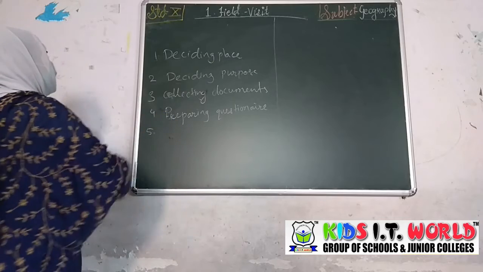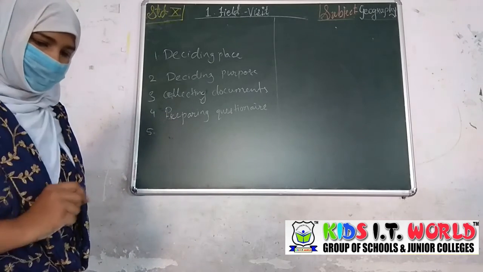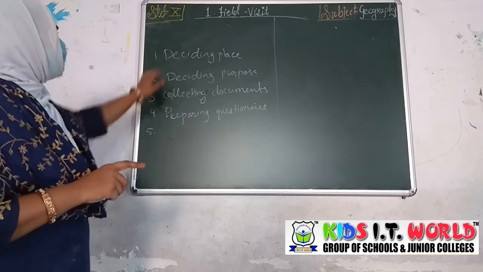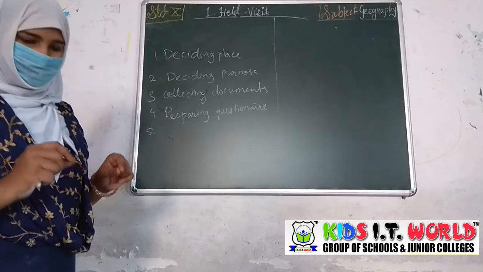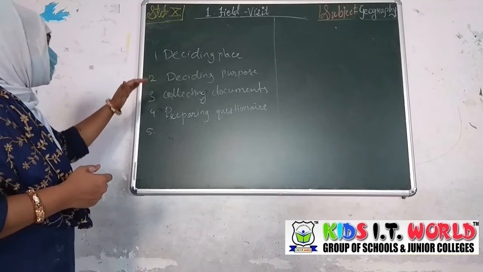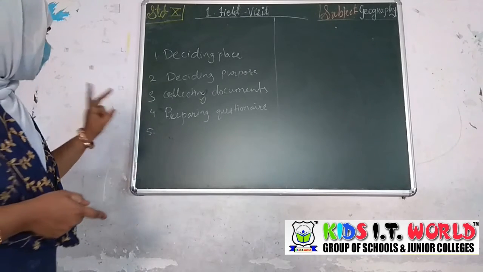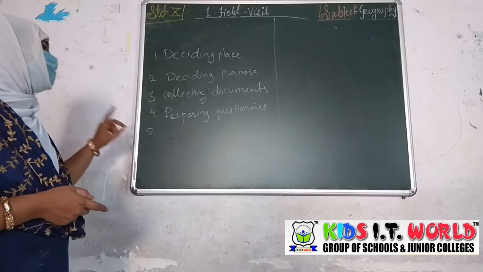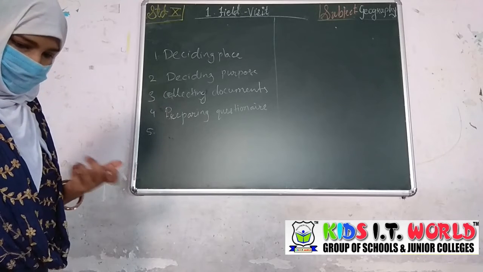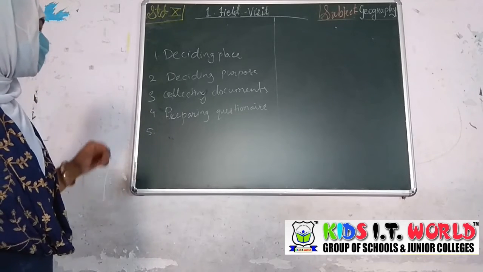First of all, we decide the place. What kind of place we want to visit, route, location, distance, transportation. Second, deciding the purpose, that is the aim, and the learning objectives and learning outcomes from that visit. Then collecting and obtaining documents. If we need any documents, permissions or necessary permission letters, or a location map, we have to collect those documents. Then preparing the questionnaire.